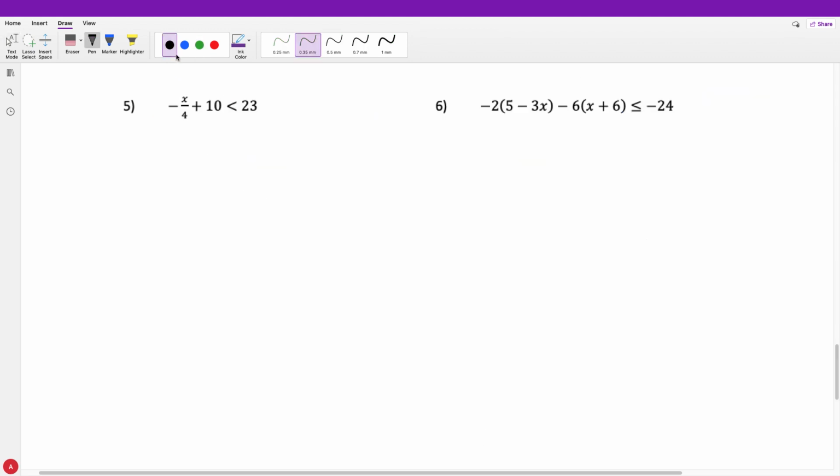All right, so for number 5 here, same thing. All right, let's identify what's being done. Well, we're adding and now we're dividing. So to get rid of our addition, we'll subtract both sides by 10. So negative x over 4 is less than 13.